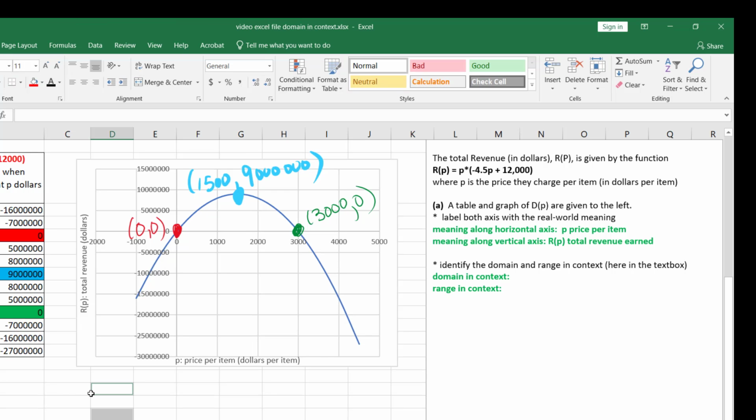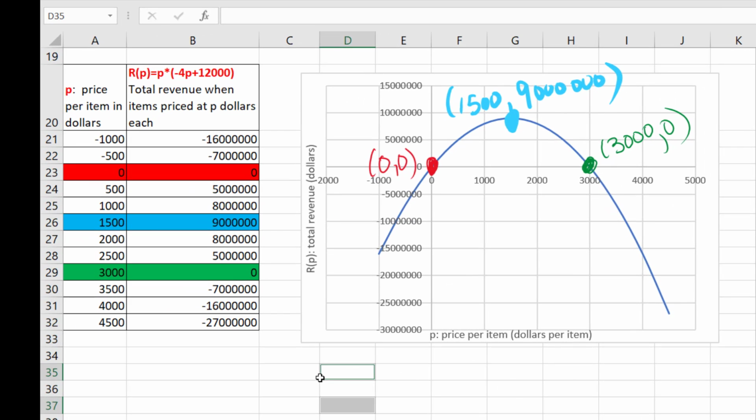Next, it asks us to identify the domain and range in context. Now notice it already has an input-output table and graph with the main important points on this function labeled. So for example, in red, in the table is the point 0, 0, which is both a y-intercept and an x-intercept. In red on the graph, we see that point here. So that's telling us when they charge $0 per item, they will have a revenue of $0.